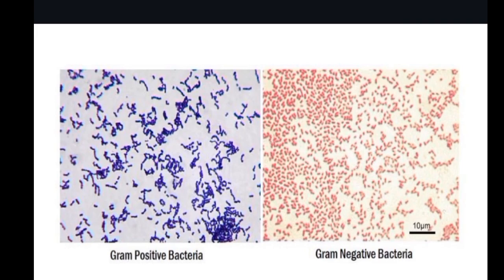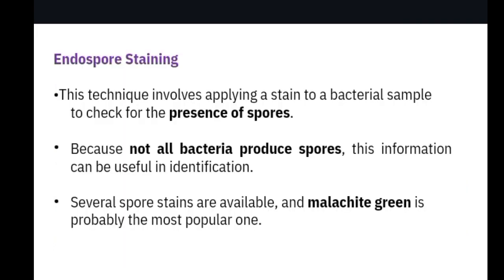Here is the microscopic appearance of gram-positive bacteria and gram-negative bacteria. The left one is gram-positive and the right one is gram-negative bacteria, which is usually seen through a microscope.